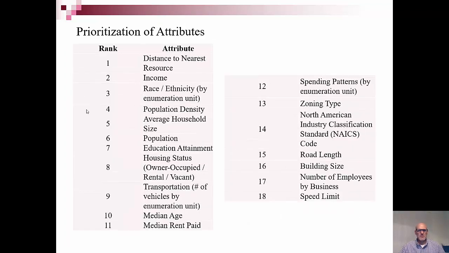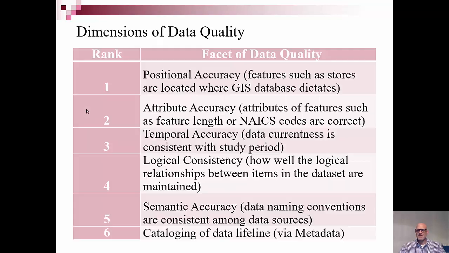In terms of attributes, the distance to the nearest resource. Now, typically that's going to have to be analyzed or extracted. We're going to have to do some sort of computation to create that, because we talked about the different permutations of distance, drive time, Euclidean, Manhattan distance, or whatnot. But with things like income, race, ethnicity, population density, average household size, those are all going to be important. And then things related to roads like speed limits or number of employees by business were less important.